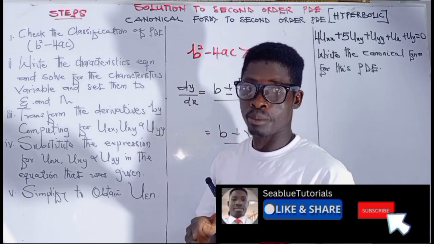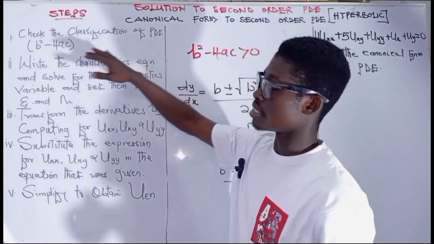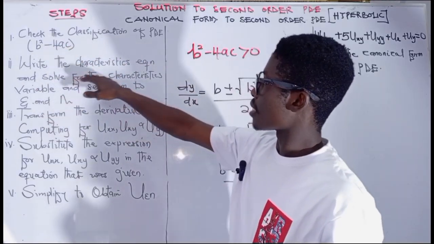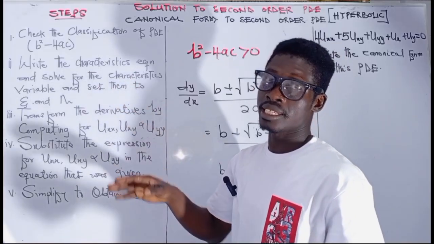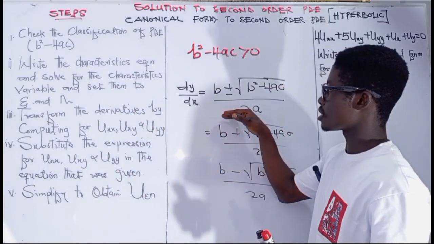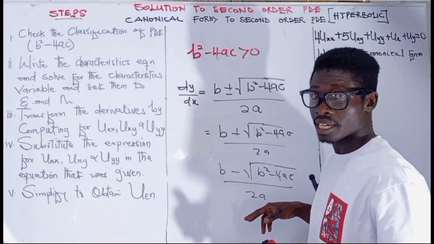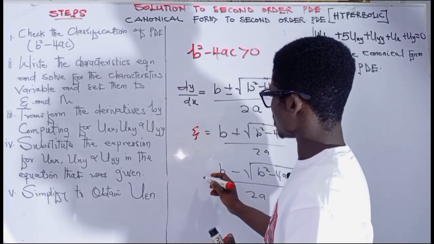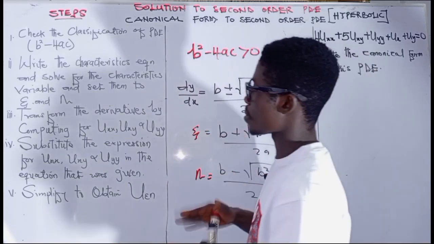The first step is to check the classification of the PDE, and we can do that using the discriminant. Then write the characteristics equation and solve for the characteristics variables and set them to xi and then eta. So you set this one to xi and this one to eta once we are done solving for the characteristic variables.